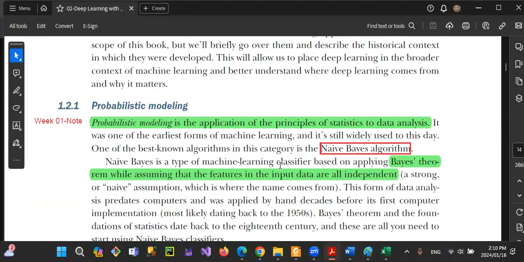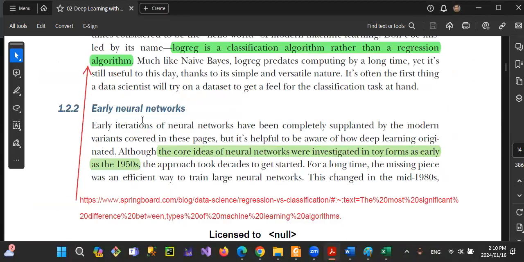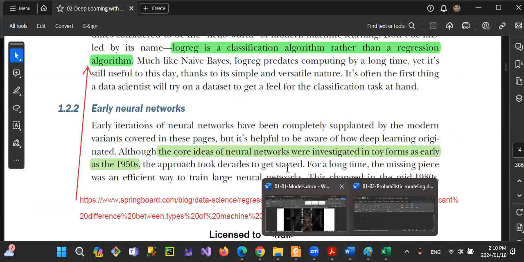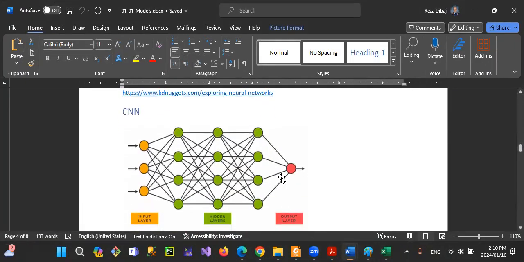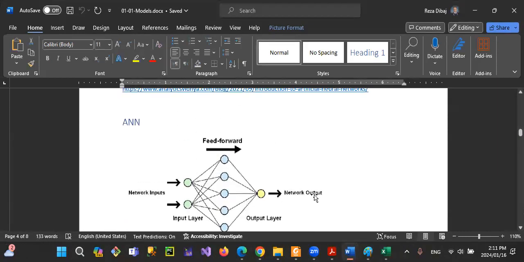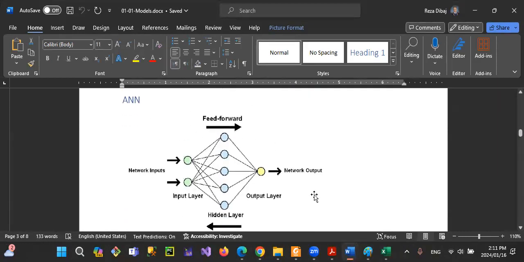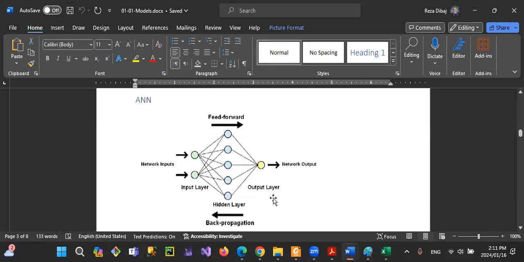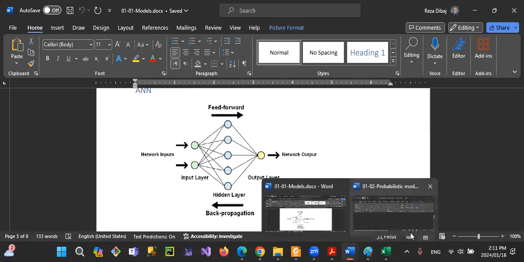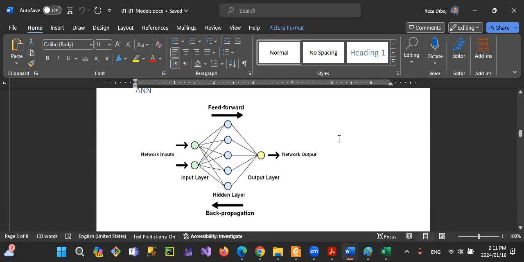After this logistic regression, one of the early neural networks, you remember we introduced that in this page. This is CNN, or convolutional neural nets, but this one is an artificial neural net. You see the feed forward and you see the back propagation. So the idea was not that recent. But how many hidden layers do we have here? Just one, right? The number of hidden layers here is just one.